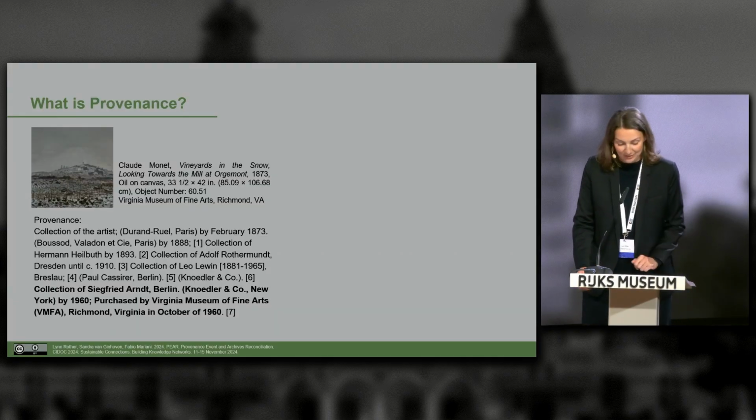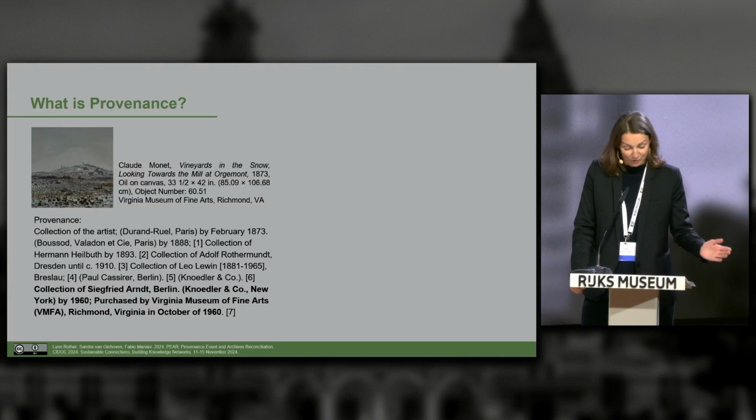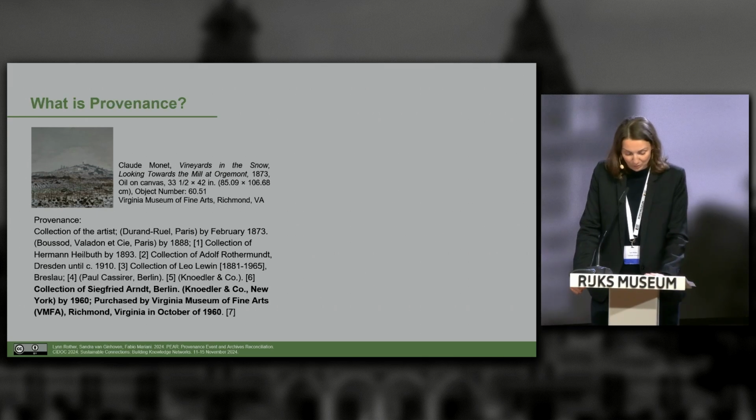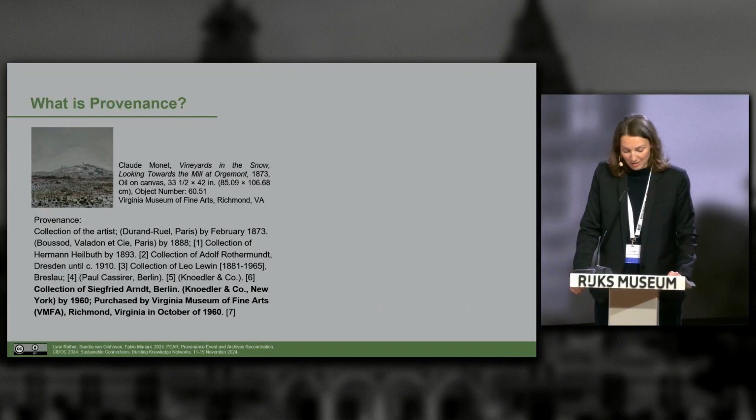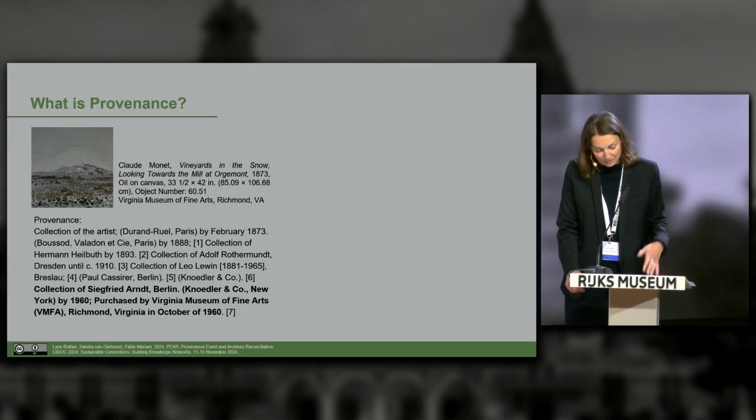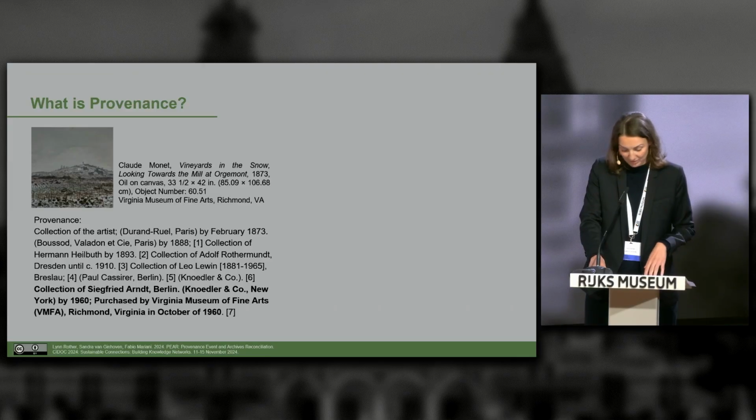Provenance refers to the history of an object, documenting its change in ownership and custody over time. Most of you know, understanding provenance is crucial for restitution and authentication issues, but really for any art historical research related to art and cultural heritage.